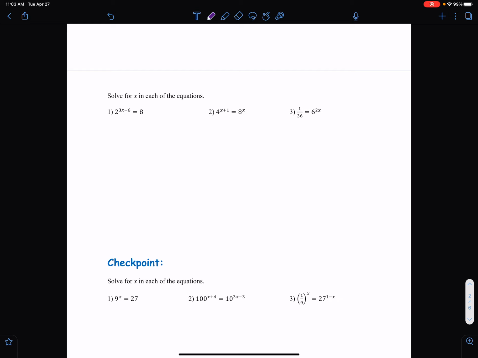On the next page, we have number 1. Notice our bases are different. We have 2 as the base on the left and 8 as the base on the right. But which one can I rewrite?